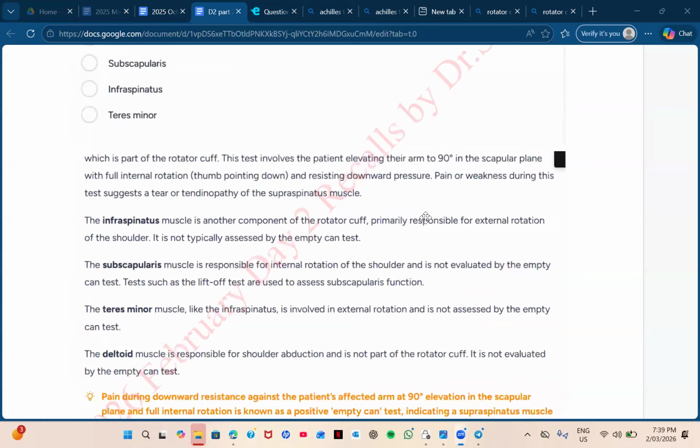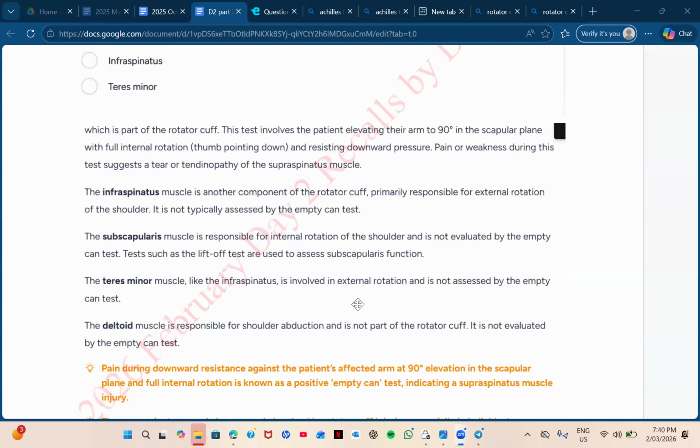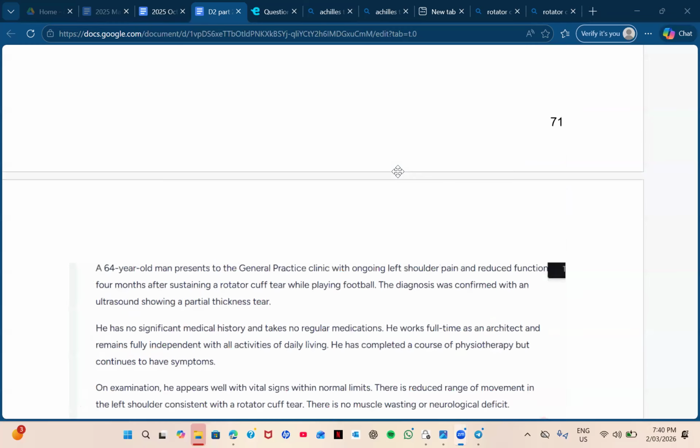Okay, here you all know the answer, right? Yes, supraspinatus muscle. I'm not going to read it again.